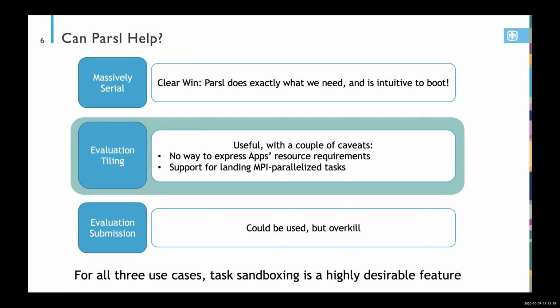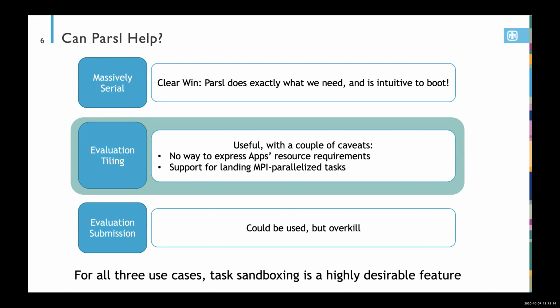The middle case, evaluation tiling, we found that it was useful with a couple of caveats. One is that there's currently no way to express an app's resource requirements. In the situation where maybe one of the apps is an MPI parallelized simulation and requires a lot of resources, and some of the other apps that just do pre and post processing are maybe serial, using Parsl to schedule those things is not easy, I think.